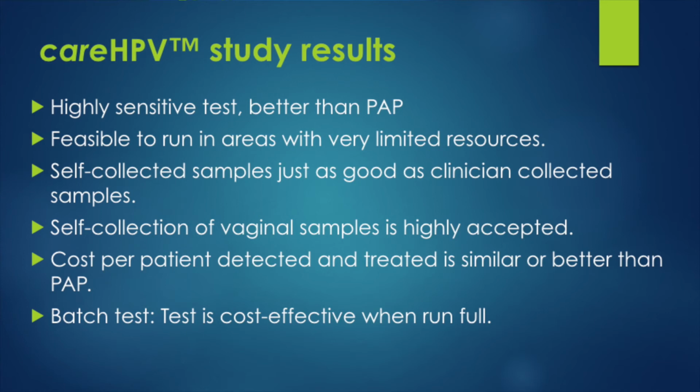CARE-HPV performed better than Pap smears in that it was better at detecting disease. It was very feasible to run. Self-collected samples from the vagina were just as good as provider-collected samples from the cervix. Women loved the self-sampling option. The cost of detection and treatment is just as good, if not better, than Pap smears, and it was very cost-effective when run in batches.